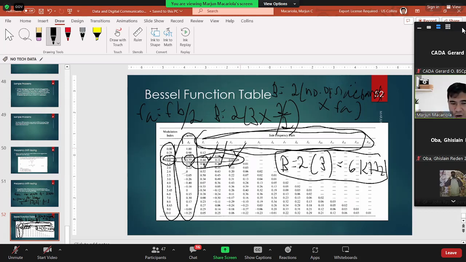Okay? So sabi ko sa inyo, kailangan nyo i-memorize yung modulation index. So pag ang na-compute nyo pong modulation index ay 4, ang number of sidebands po ay 1, 2, 3, 4, 5, 6, 7. Okay? 7. Okay? Kapag 10, edi 1, 2, 3, 4, 5, 6, 7, 8, 9, 10, 11, 12, 13, 14. Okay? 14 na kanyang number of sidebands.